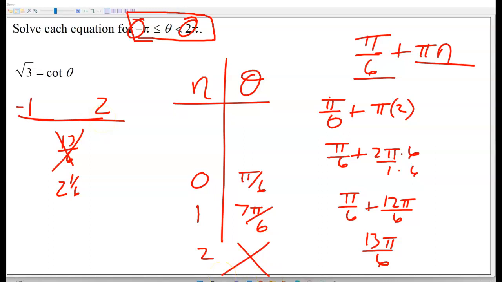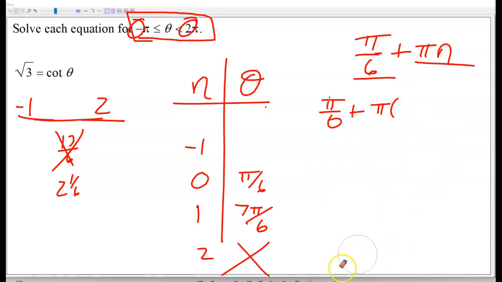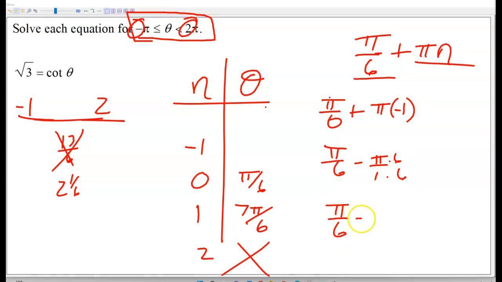All right, what about negative 1? Let's plug in negative 1. We want to start working our way backwards, seeing if that'll work out to give us another answer. Common denominator. One minus 6 is negative 5 pi over 6.